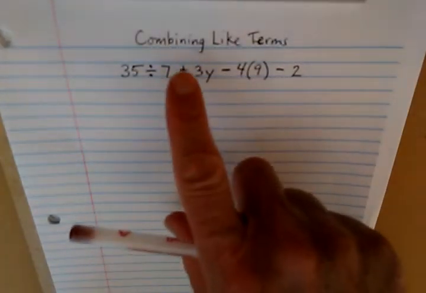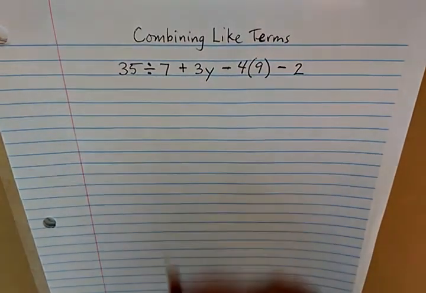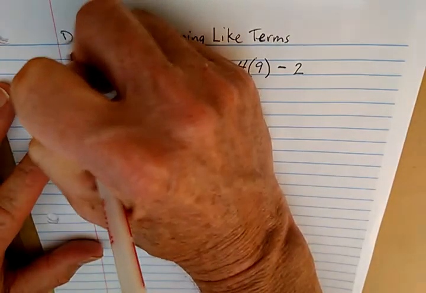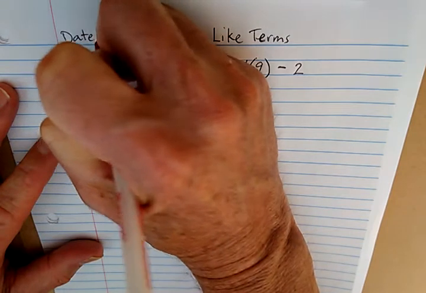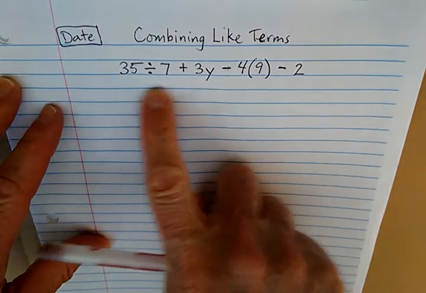This lesson is called Combining Like Terms. Let's write our date on the paper, the top left. Please copy down this expression.